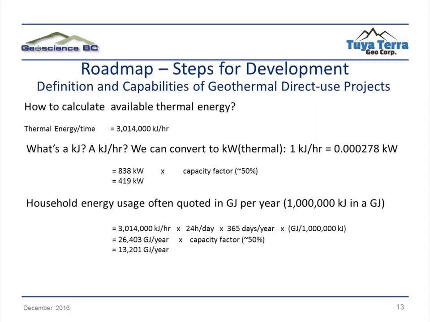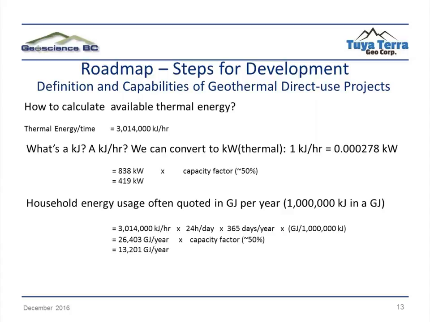So to put that into context, in terms of household energy usage, household energy usage is typically quoted in gigajoules. So again, there are very different types of energy units that are used, and what causes confusion is that different sources use different units. So the Government of Canada uses gigajoules for household energy use, and there's approximately 1 million kilojoules in a gigajoule.